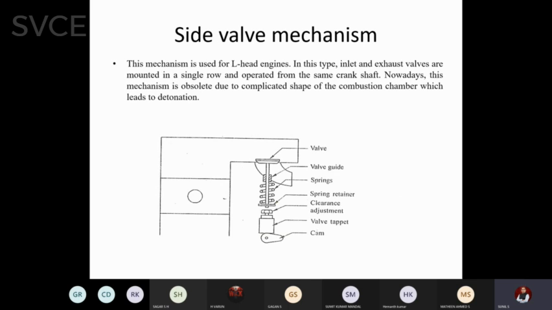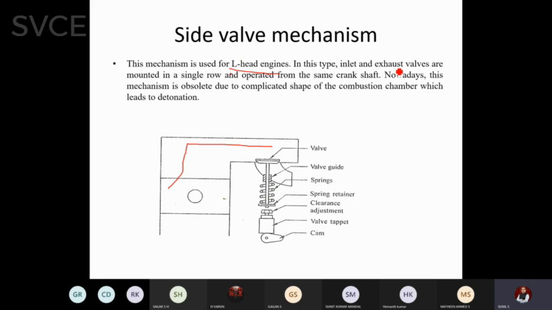We'll start with the first one, the side valve mechanism. Why is this name given? Usually this mechanism is used for L head engines. What do you mean by L head engine? The head will be somewhat offset and it looks like an inverted L, so it is called an L head engine.